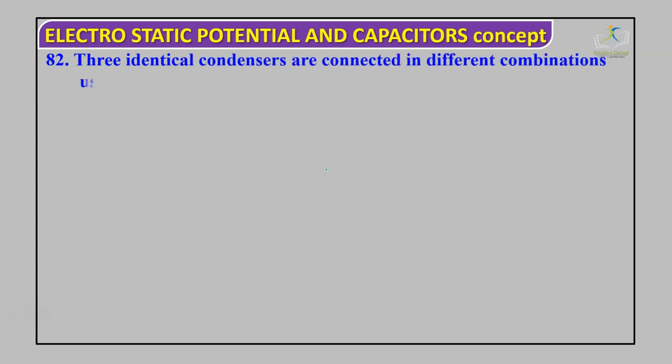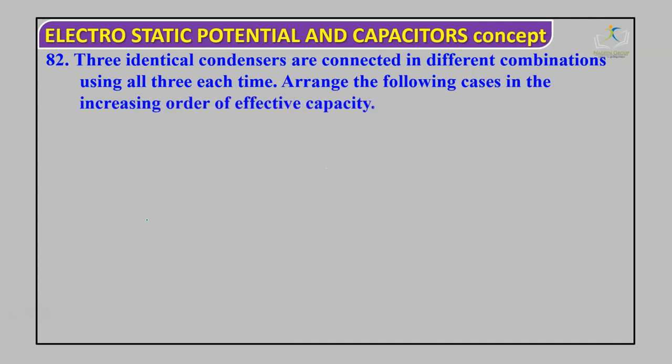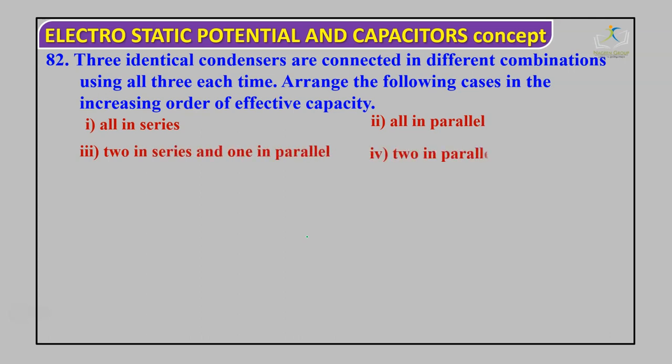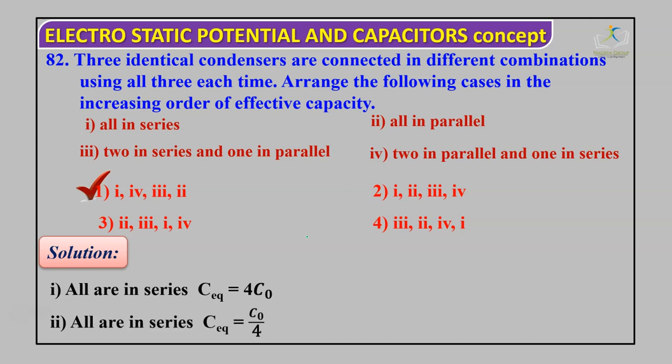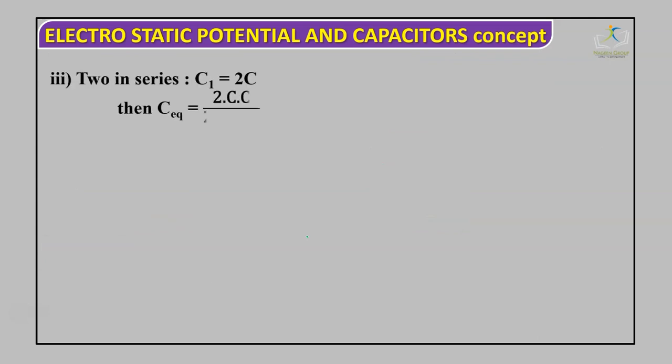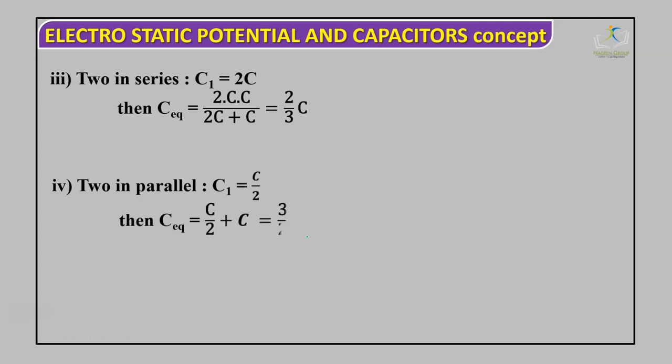Next question we have: 3 identical condensers are connected in different combinations using all 3 each time. Arrange the following cases in the increasing order of effective capacitance: all in series, all in parallel, 2 in series and 1 in parallel, 2 in parallel and 1 in series. So these are the options. Let us see the solution of this question. All are in series, so the effective capacitance is C naught by 3. Hence, all in series means the least capacitance. Then 2 in series, 1 in parallel gives 3 by 2 C, and 2 in parallel, 1 in series gives 2C by 3. So from the above cases, we can see that the correct option is option 1.